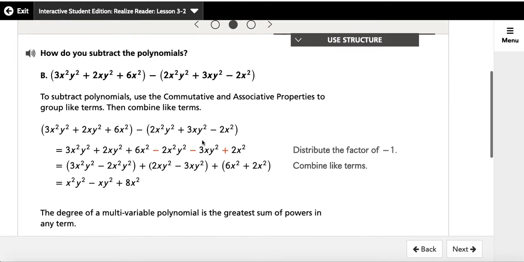So let's see if we can show that. Here they've distributed the negative sign to each of those parts, and then they've combined the like terms to get the final answer as this.